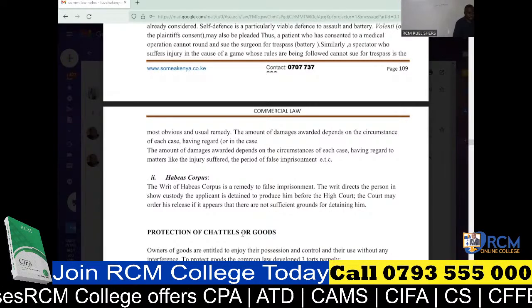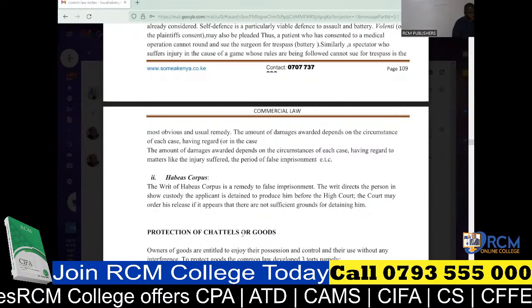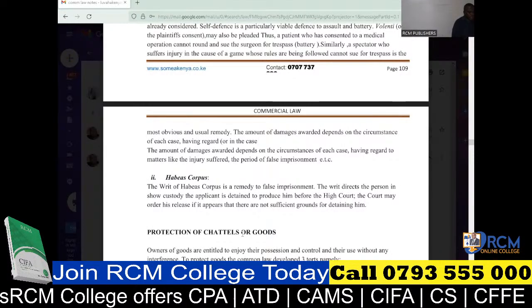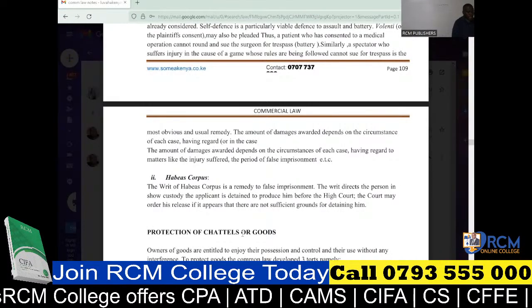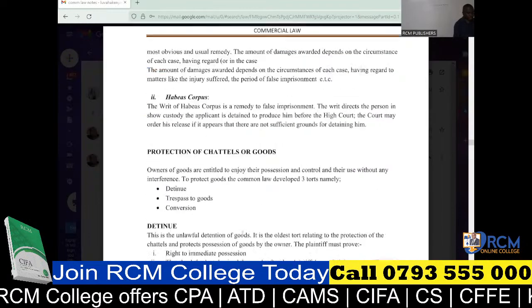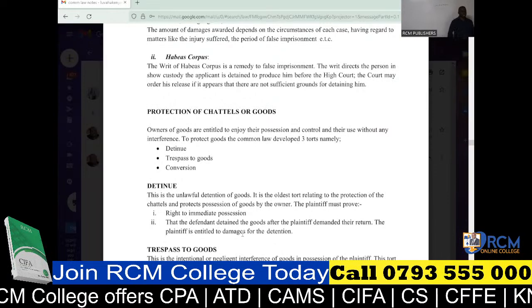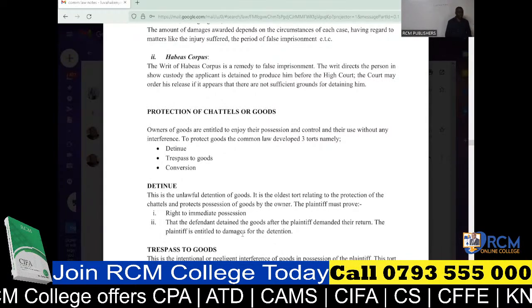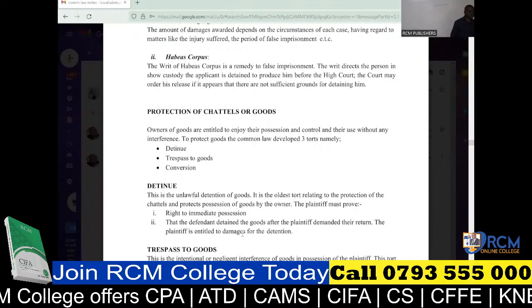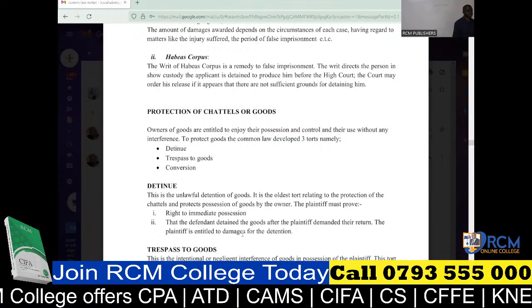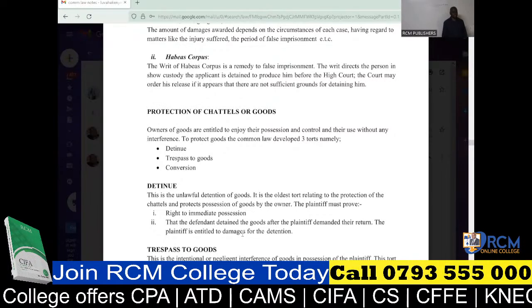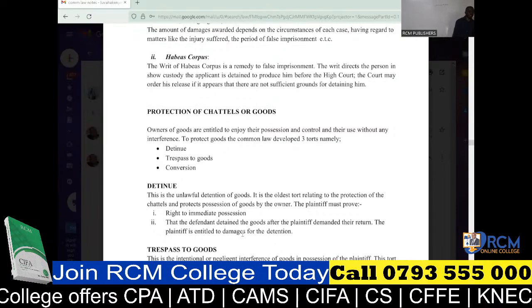Then the last form of tort is what you are calling trespass to goods. Owners of goods are entitled to enjoy their possession and control their use without any interference. To protect goods, the common law developed three torts, namely detinue, trespass to goods, and conversion. So what is detinue? This is the unlawful detention of goods.